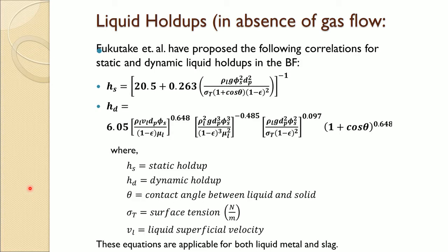using room temperature experiments. One of the researchers, known as Fukutek, and his team did extensive experiments to find out the liquid hold up in various conditions, and some of them resemble the blast furnace. Many types of liquid of different properties and packing were used, and finally they came up with these two correlations.